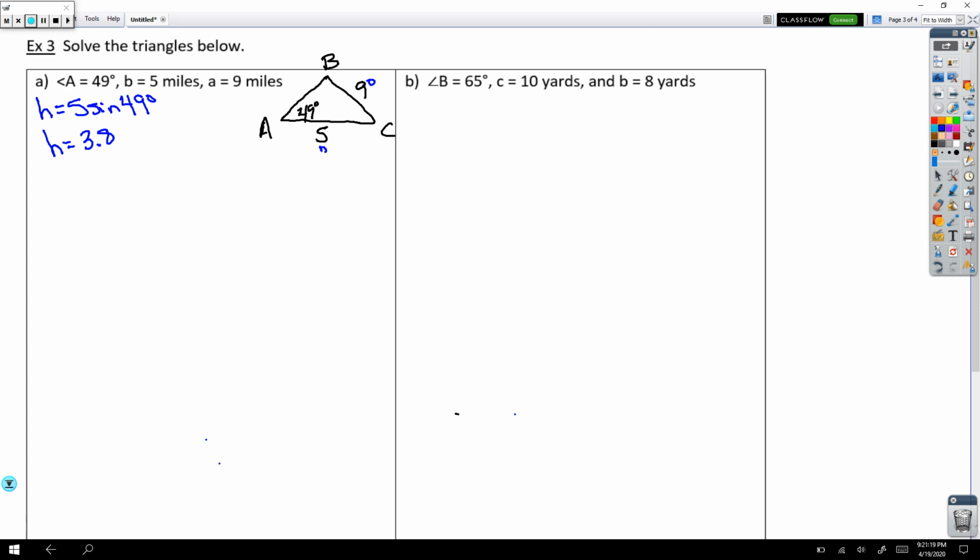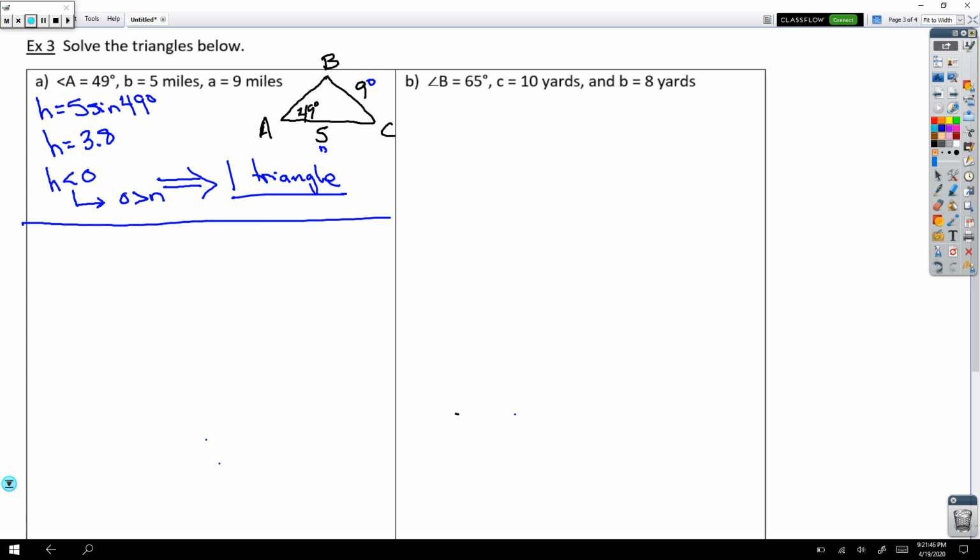So let's see what all that tells me here. So the height's 3.8, my opposite side's 9, so h is going to be less than the opposite side, and the opposite side is going to be greater than n. So that tells me I have 1 triangle. Okay? So let's solve for that 1 triangle here.